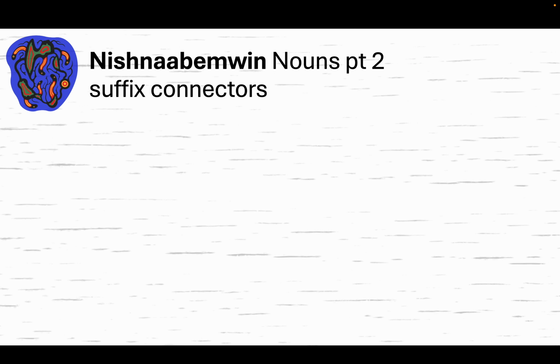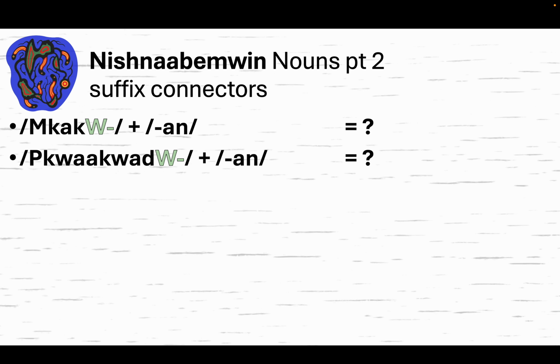Nishnaabemwin nouns part 2, suffix connectors. So our word mkuk has a capital W suffix connector. It'll be pluralized like our example, wagakwad from earlier. Pquaquad also has a capital W suffix connector, so it'll be pluralized like wagakwad from earlier.